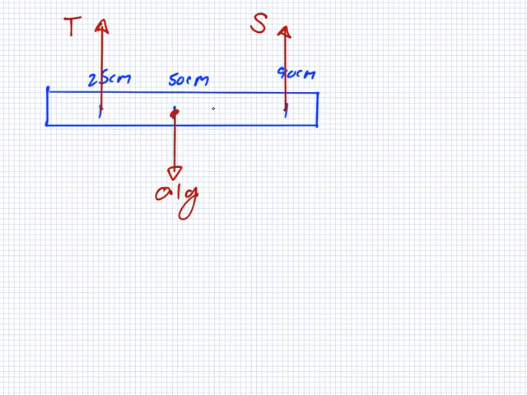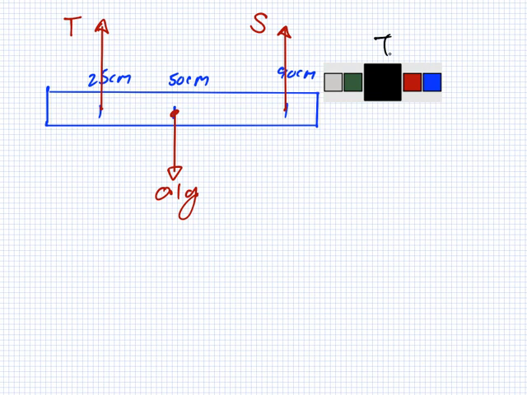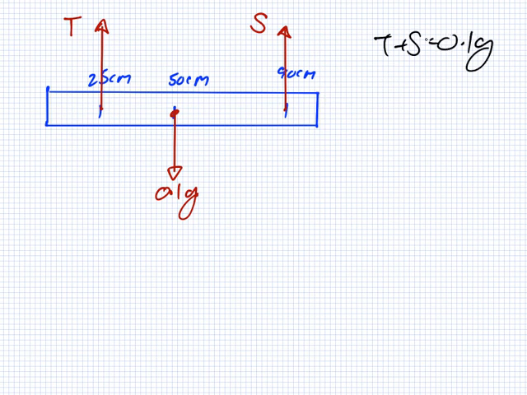And I want to find the T and the S. So, because it's in equilibrium, we know that T plus S equals 0.1 g. Right? But what's the problem with this? Well, it's not enough. I need another equation. So because it's not moving, we can also say what? Yeah, well, what's this called? Moment. Principle of moments. Yeah, that the clockwise turning force equals the anti-clockwise.